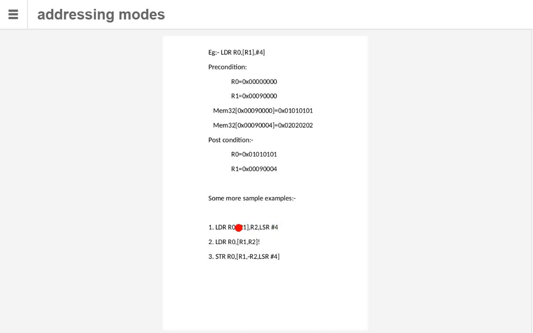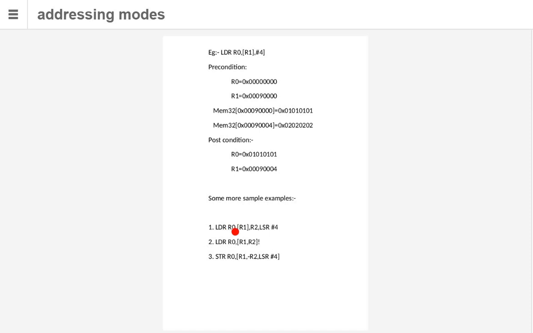I repeat one more time. Here the instruction is LDR R0. That means you are going to load R0 from some address location. Since the address location is given as a post-index addressing mode, it means I am going to copy only the R1 content to R0. That is not the end of the instruction.